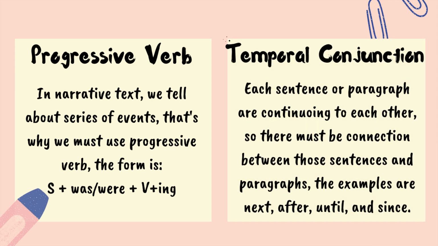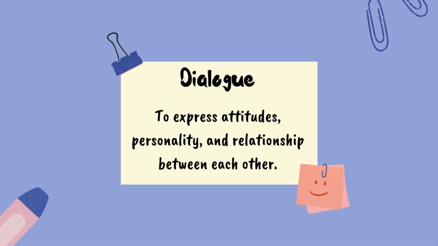Then, it also uses temporal conjunctions because each sentence or paragraph continues from the other. So there must be a connection between those sentences or paragraphs. The examples are next, after, until, and since. The last one is dialogue. Narrative text uses dialogues to express attitudes, personality, and relationships between the characters.